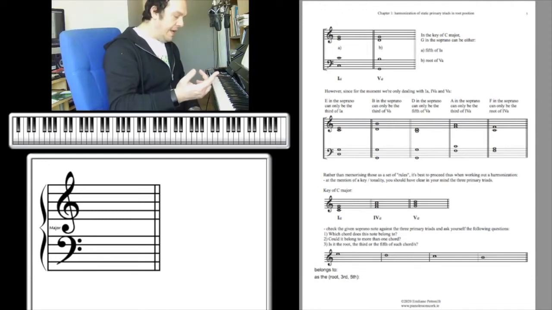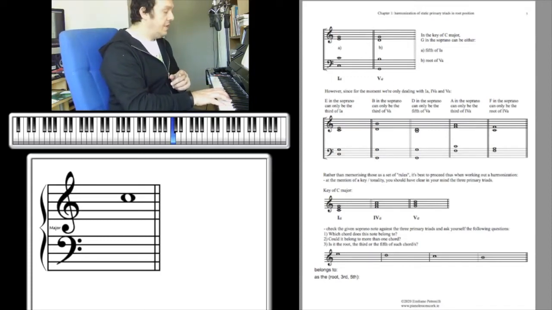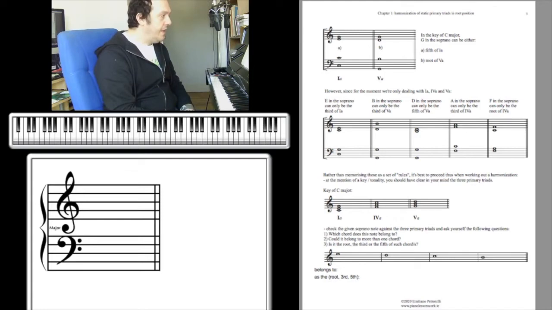Another example, a C note. A C note in the soprano can be the root of C major, or it can be the 5th of F major. So you have to do this kind of thinking when you have a soprano line and you have to put chords underneath, which is, by the way, question 1 of a grade 6 associated board paper.